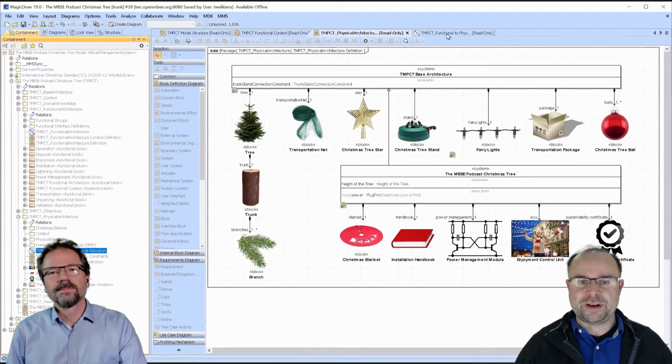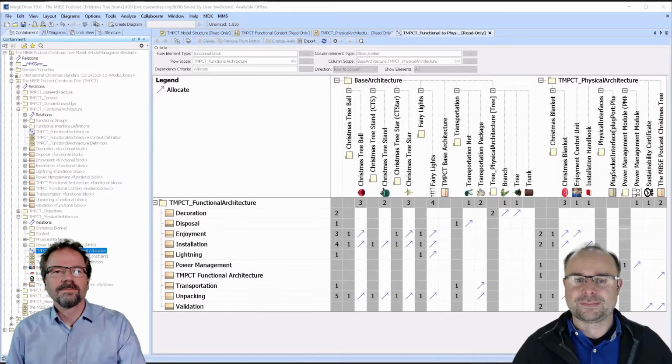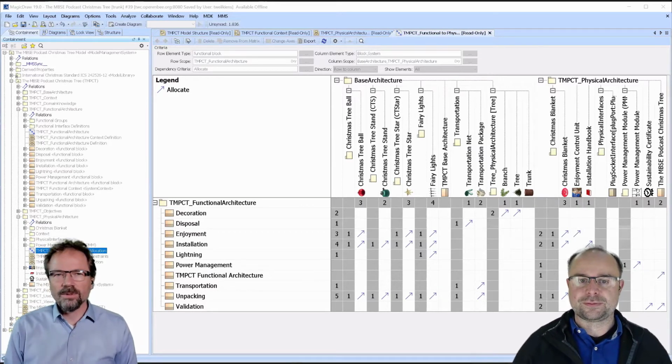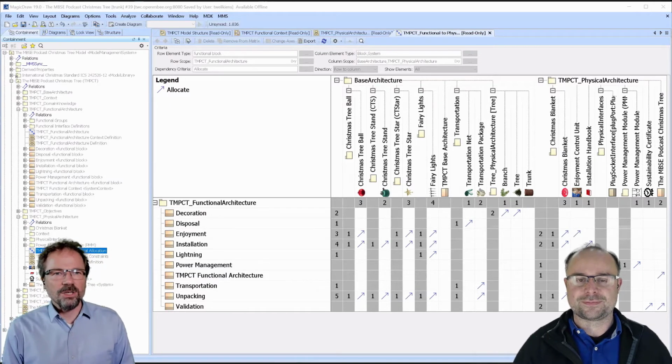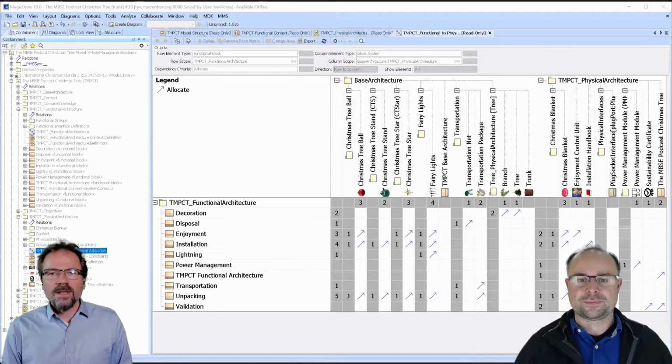Let's see how we manage the allocations in a matrix. The rows list the functional blocks, the columns the physical blocks, and the cells the allocate relationship. Some functional blocks are mapped to more than one physical block, and some physical blocks have more than one allocated functional block. It is a rather rough mapping.